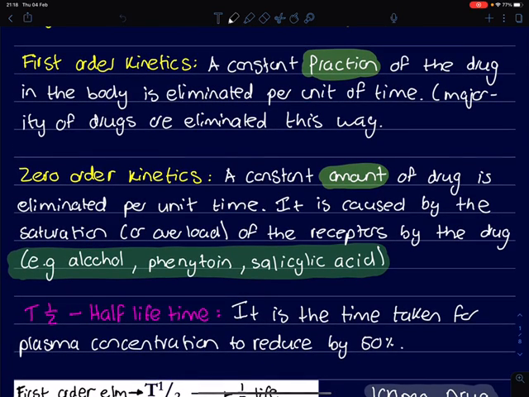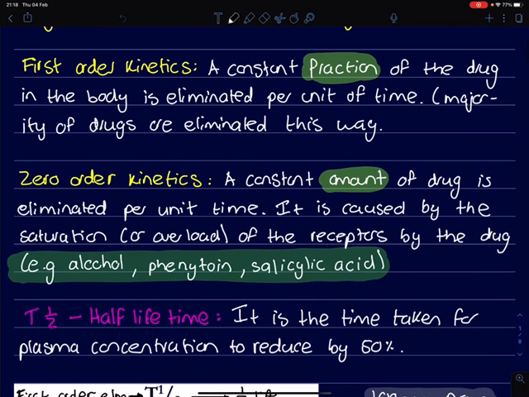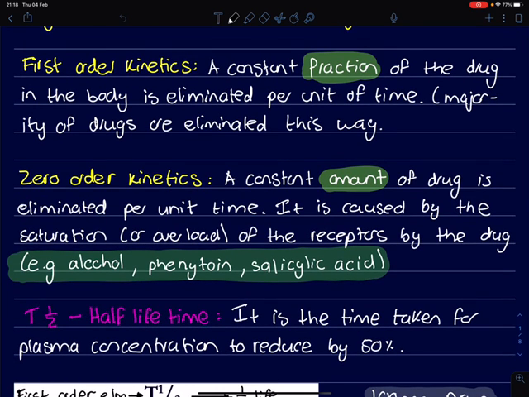Then the second one is zero order kinetics. And zero order kinetics is a constant amount, whereas in first order it was a constant fraction. In zero order, it's a constant amount of the drug is eliminated by the body per unit of time. But we'll get to some practical examples and it will be easier to understand.